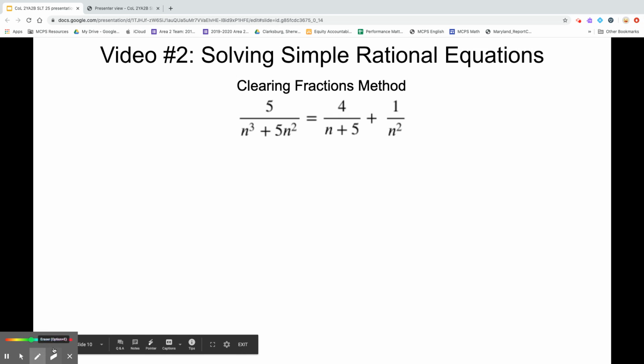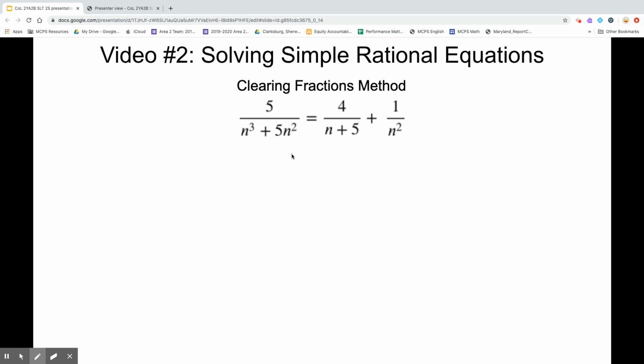Alrighty. Wow, this looks pretty difficult. Let's take a look at this. First thing I'm going to do is look at my denominators, and I'm going to find my least common multiple here. So to find my least common multiple, I need to know the factors of this. So my factors are n squared times n plus 5. My factor here is n plus 5, and my factor here is n squared.